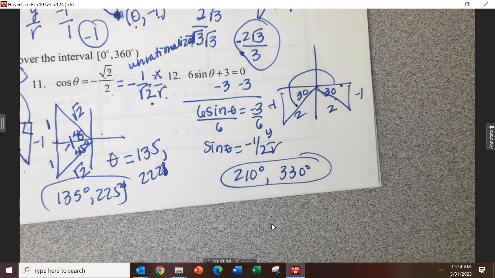You guys feel like you could do that now? Like, I think some people just added wrong, we're in the wrong quadrant, things like that.